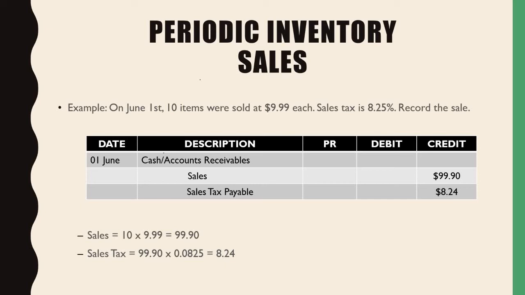So tax, if you actually know what tax does, it's based off of your entire overall amount that you sell. Okay? It's not based per item, it's based on the overall total, or in this case, subtotal of your sales. So I take my $99.90 and I multiply by 8.25% to get $8.24. So my grand total of cash that I'm going to be receiving is going to be $108.14.